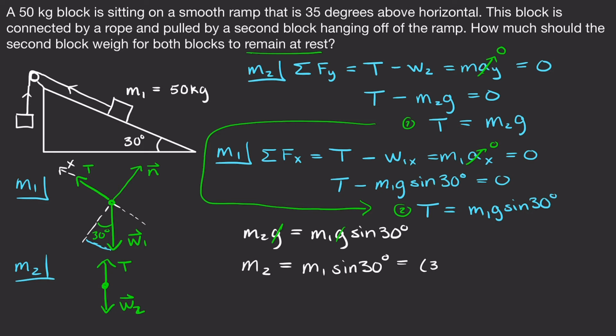Or this is 50 kilograms times sine of 30 degrees. And so m2 needs to be 25 kilograms. And then if I wanted to find the weight of block 2, I would just do 25 kilograms times 9.8 meters per second squared.